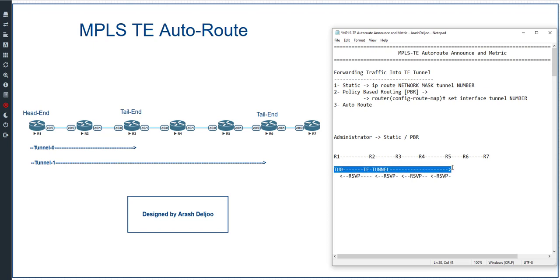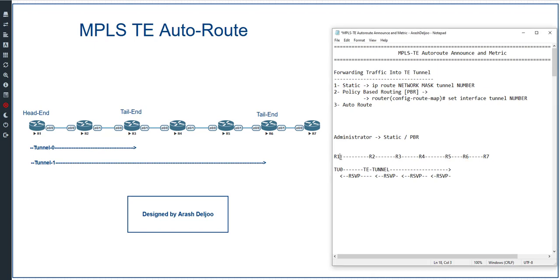If you check or verify the routing table, you can see that R1 uses connected for these networks, and also IGP for the link between R2 and R3, IGP for the link between R3 and R4, and also IGP for the link between router 4 and router 5. But it uses the tunnel for reaching the link between R5 and R6, or R6 to R7. This is the second important point about the Autoroute.